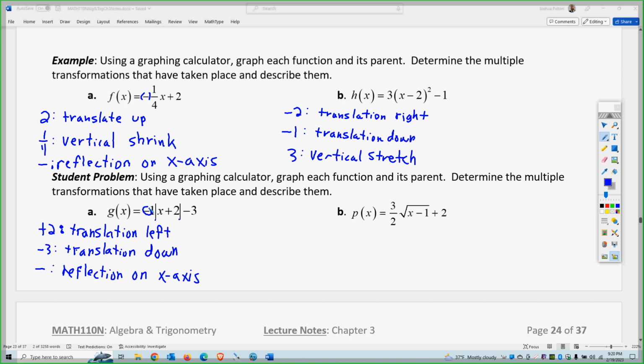Okay, last few. So the -1 is a translation to the right, because it's on the inside of the grouping symbol. So it's counterintuitive what you think, and it must change the x value. The 2 is on the outside, so that affects y. So that is a translation up. And the 3/2 is on the outside, so that affects y also. If it was on the inside, it would affect x. So that's a vertical stretch.